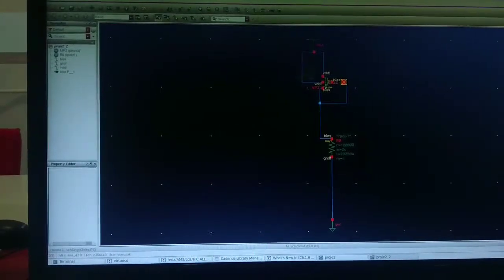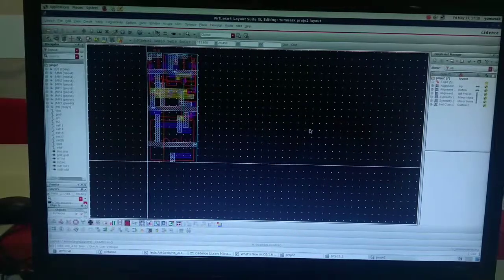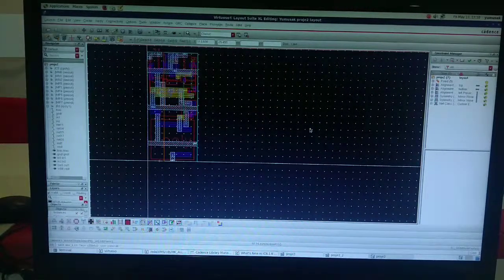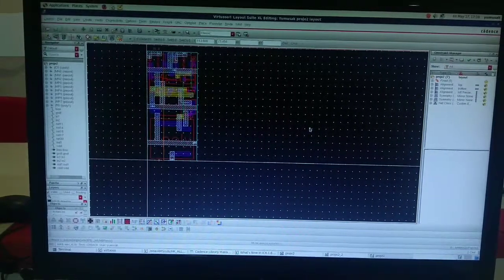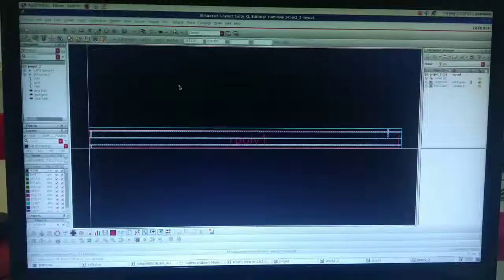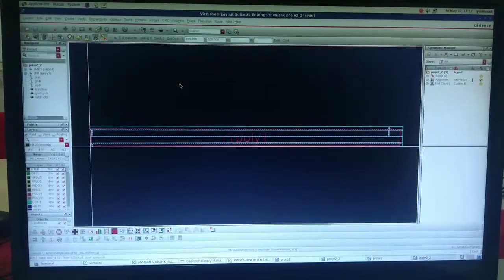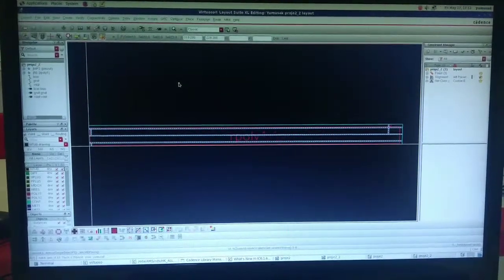My bias circuit and width and length of its transistor can be seen here. The layout of my op-amp can be seen in this part. As we can see, I didn't have any net errors while routing the components. The layout of my bias circuit can be seen in this part as well. As we can see, I didn't have any net errors while routing the components.